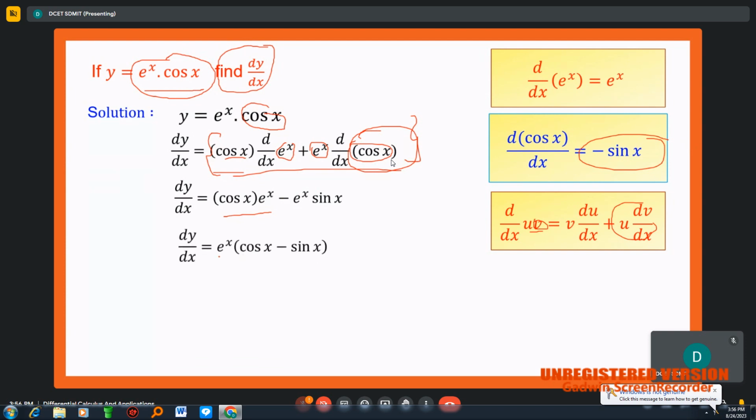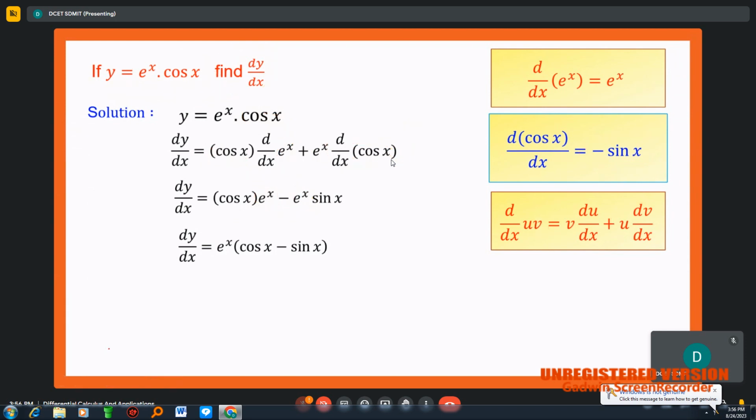Therefore, what are we getting? dy by dx is equal to, here e to the power of x is a common term. So I will take e to the power of x common from this. That is e to the power of x into cos x minus sin x. Okay, is this clear? Did all of you follow? Anybody having a doubt regarding this slide?